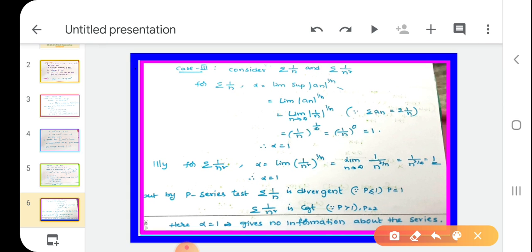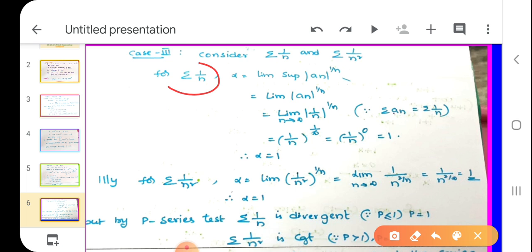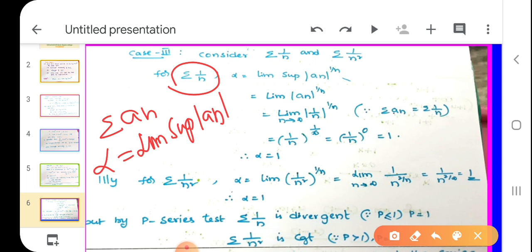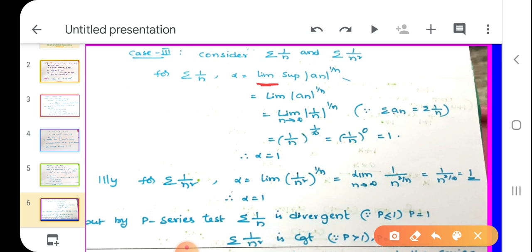What are the series here? Summation 1 by n and summation 1 by n squared. We take 2 series. First I take summation 1 by n. This is our series, summation an. Then what is the value of alpha? Limit supremum of |an| whole power 1 by n. What is an here? 1 by n is the an. So I write limit supremum of 1 by n whole power n. This is the value of alpha.